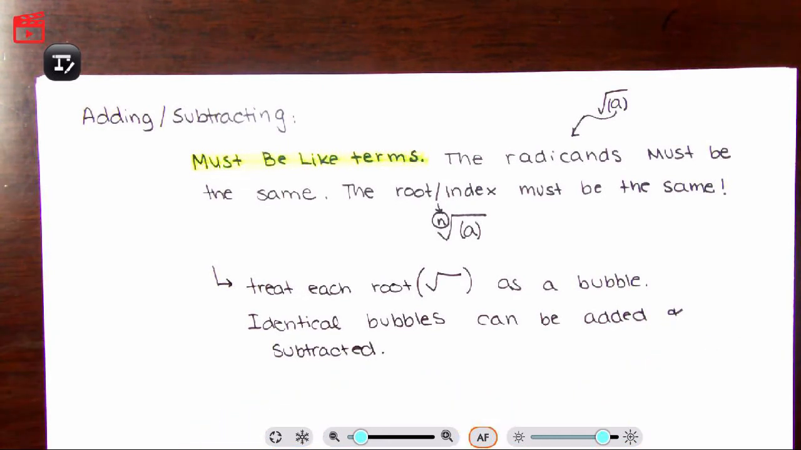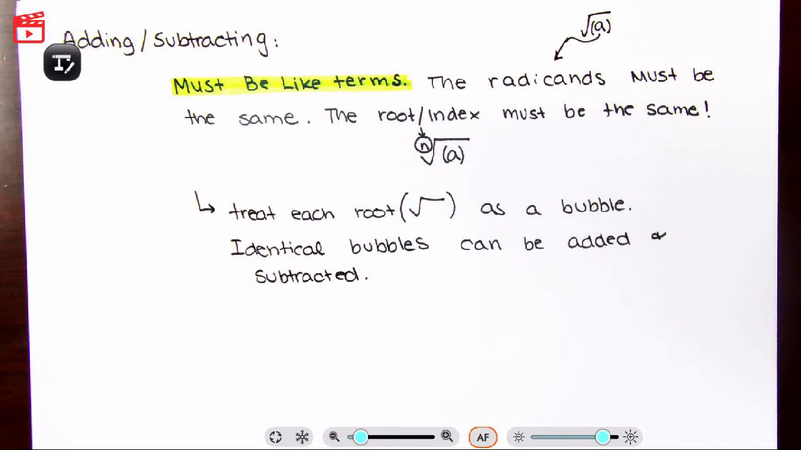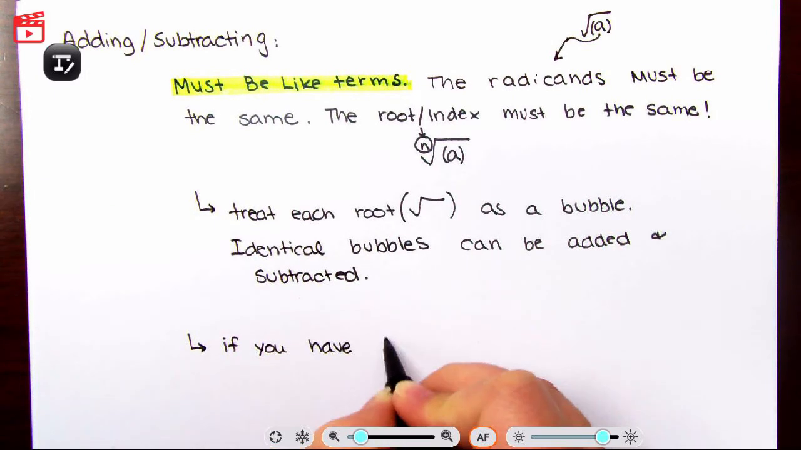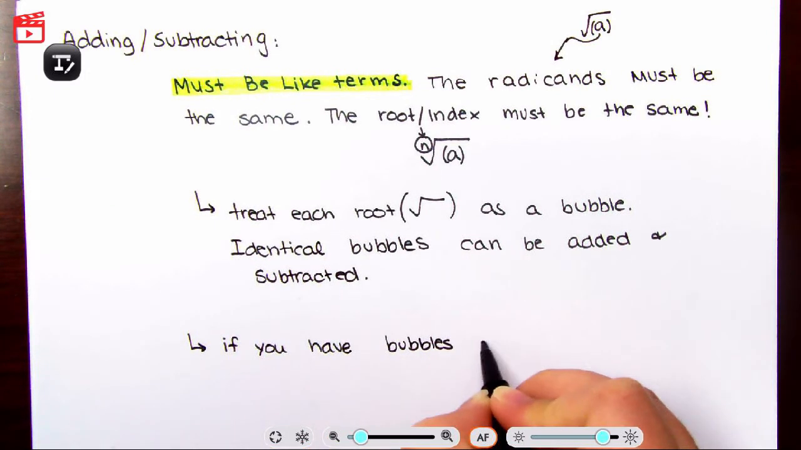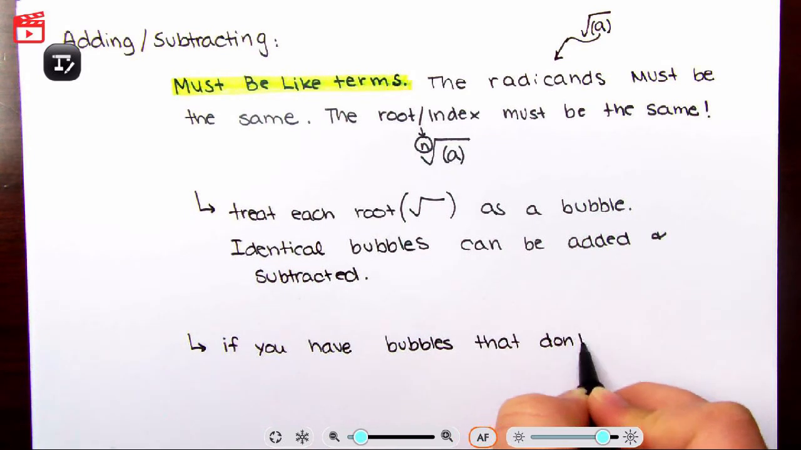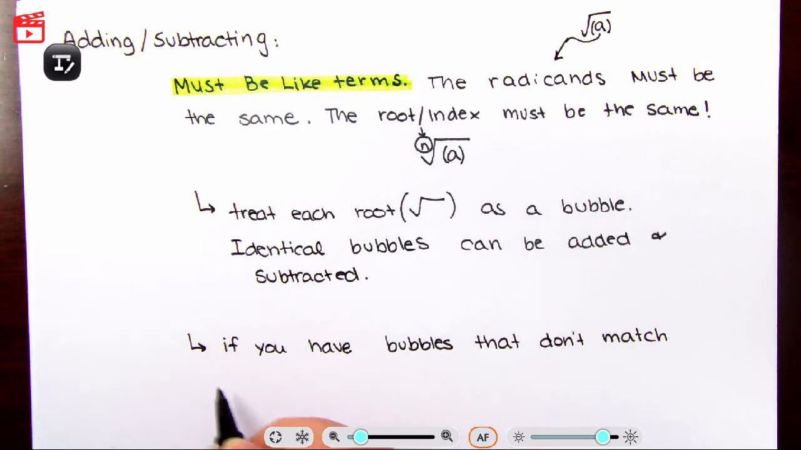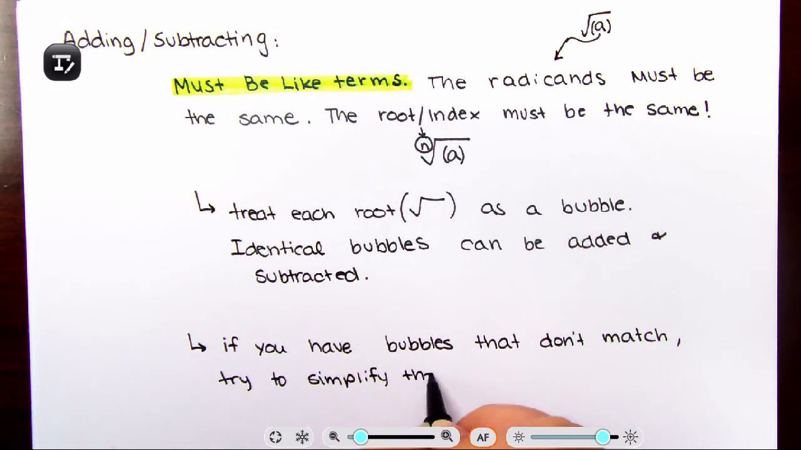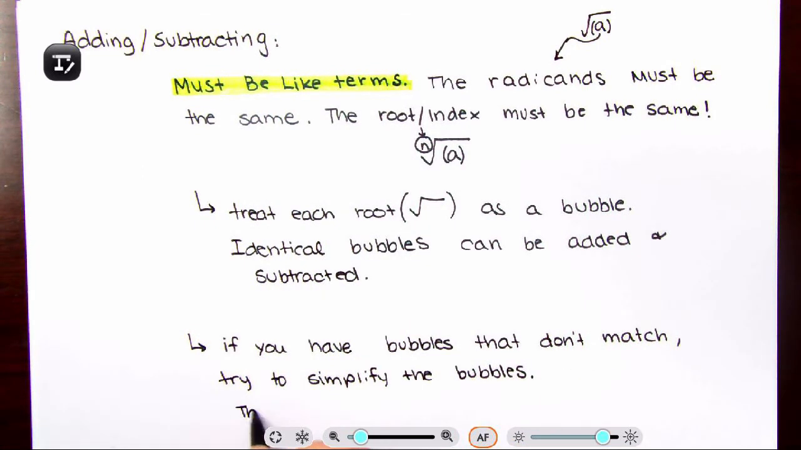So if you have something that's being added but the bubbles don't match, you can use the quotient property or the product property to simplify an expression first and then combine like terms. So if you have bubbles that don't match, try to simplify the bubbles. Then combine.